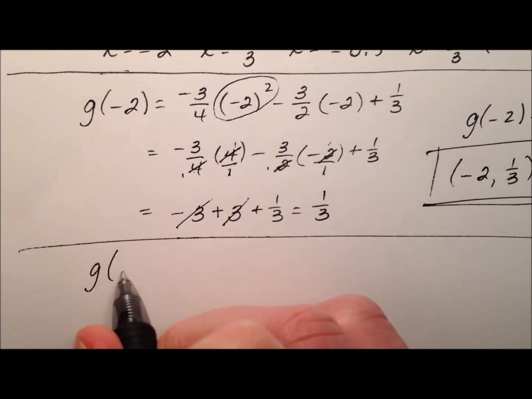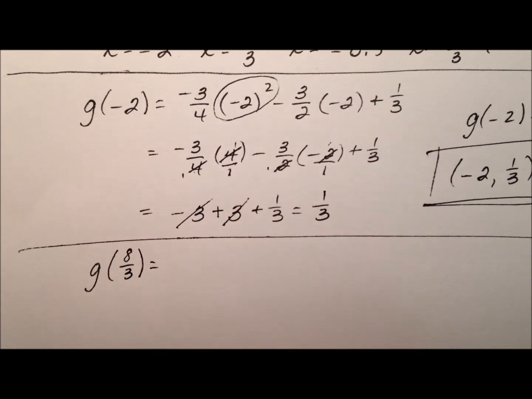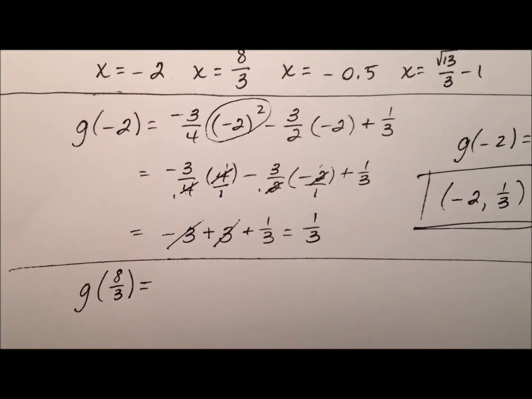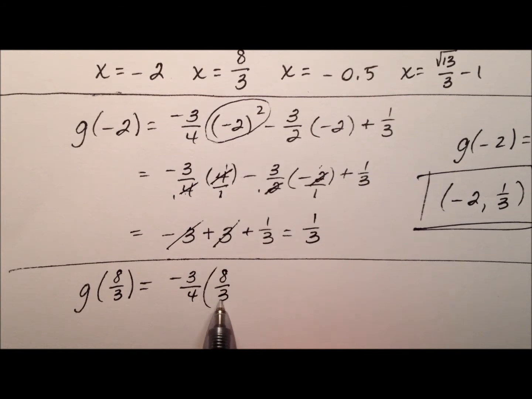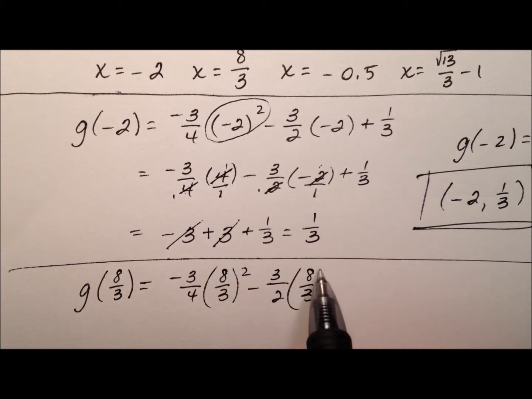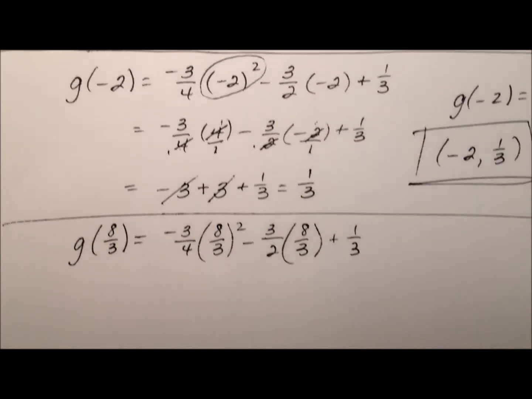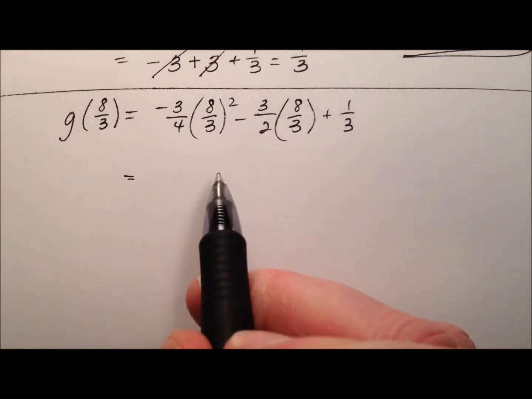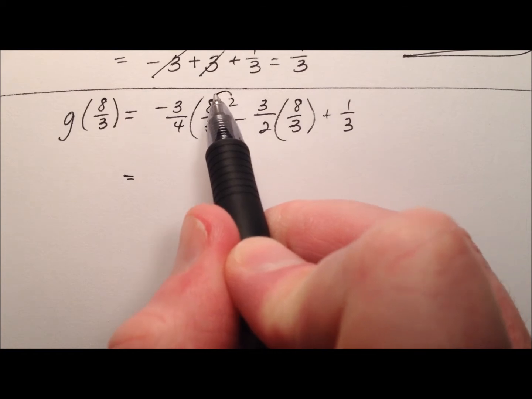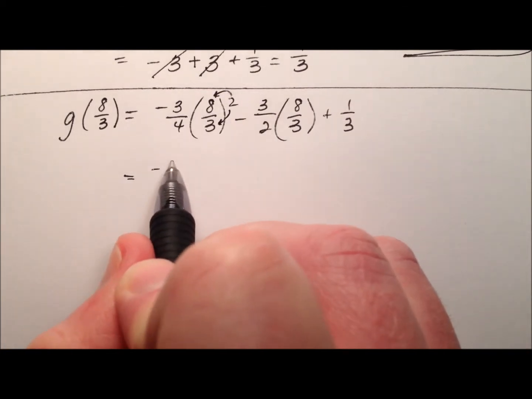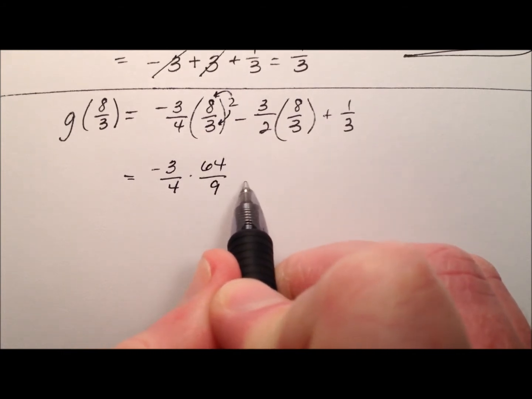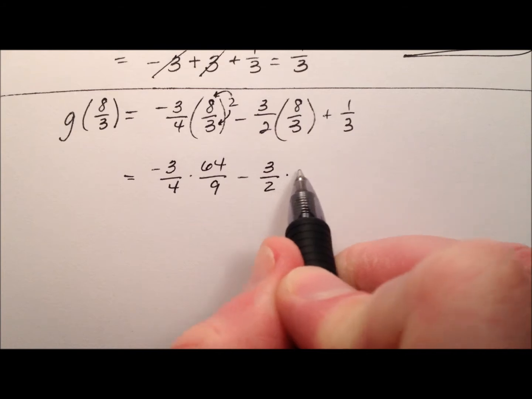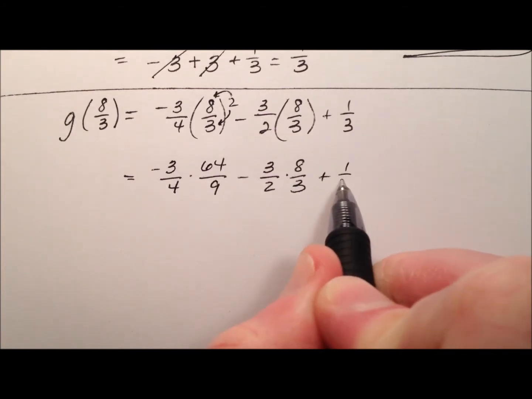So we'll do g at 8/3. And so lots of fractions in this one, I suspect. So -3/4 times 8/3 squared minus 3/2 times 8/3 plus 1/3. Okay, lots of fraction action. So once again, we'll do the square business first. We'll square the numerator and square the denominator. So -3/4 times 64/9 minus 3/2 times 8/3, and then plus 1/3.